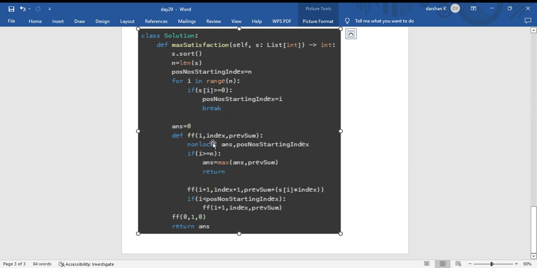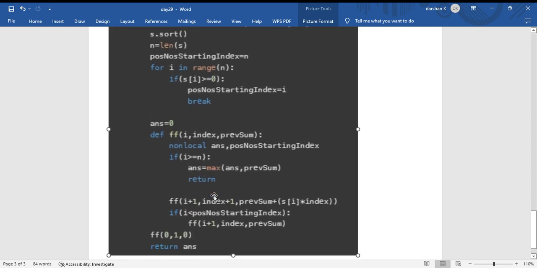I'm now declaring a function. Here I'm passing the ith value, that means the index of the ith element which I'm currently considering. Index is different from i here because we may not be considering some of the indexes, right? Suppose I'm discarding it, that means the index will remain the same, right? And the previous sum. So if the value is greater than n, then simply take the maximum of the answers which you're getting.